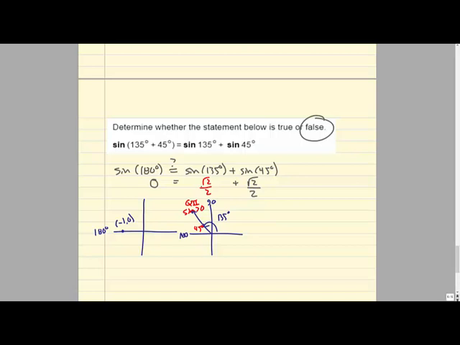So if I add these together, I'd get 2 root 2 over 2, which cancels to leave me with root 2, which does not equal 0. So that is a false statement. So what this is saying is I can't take these values and split them up into two separate expressions. I can't take the sine and distribute through. That does not work. So never distribute through the argument of a trig function is basically our lesson there. Let's find another one to look at.